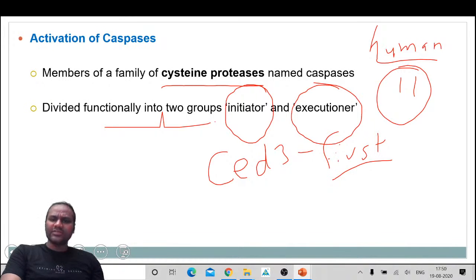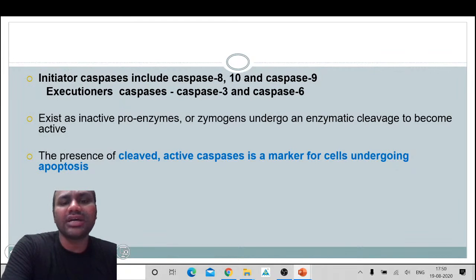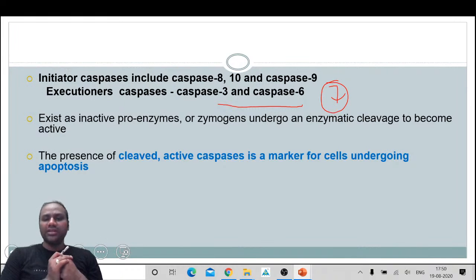There are initiator caspases and executioner caspases. Initiator caspases are caspase 8, caspase 9 and caspase 10. Executioner caspases are 3, 6 and even 7. Caspase 7 is also an executioner caspase.